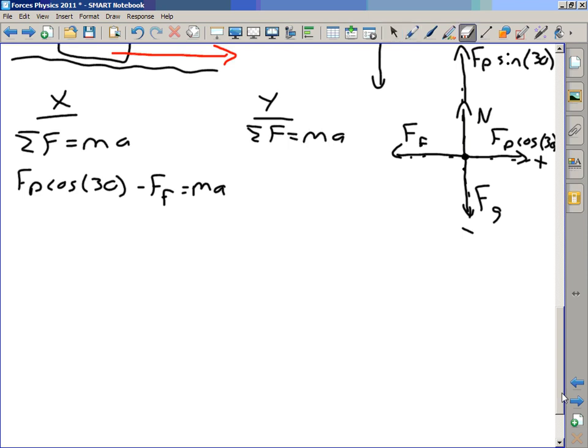Let's in fact change colors here, just because we can. What's happening in the y-axis?